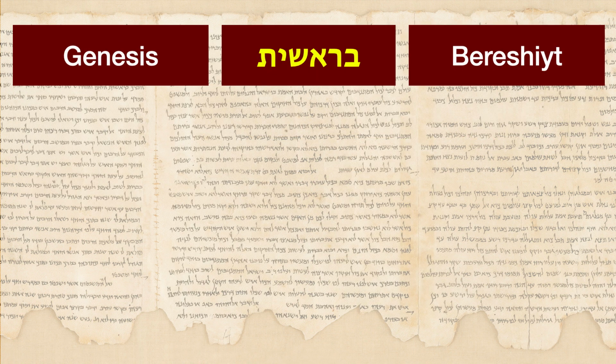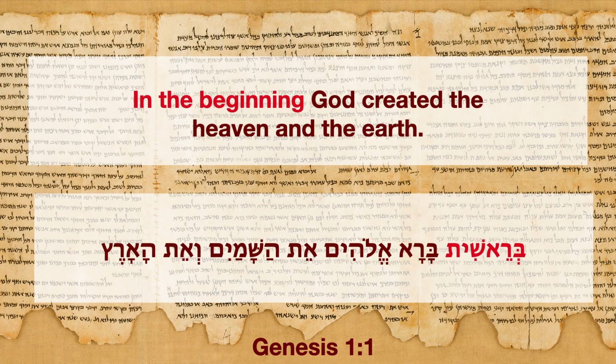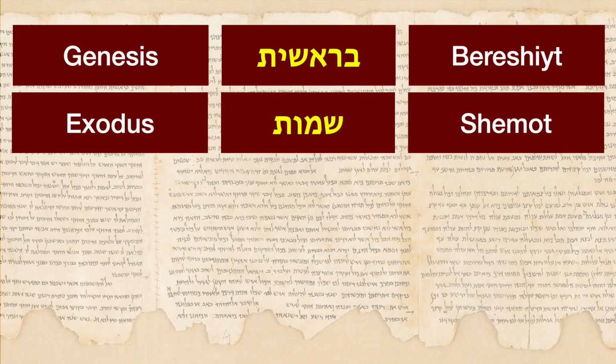Genesis is the first book, and it is called Bereshit in Hebrew. The word comes from the first verse of the Bible. In the beginning, God created the heaven and the earth. Bereshit bara Elohim et hashamayim ve'et haaretz. In the beginning, Bereshit, that's the word for Genesis.